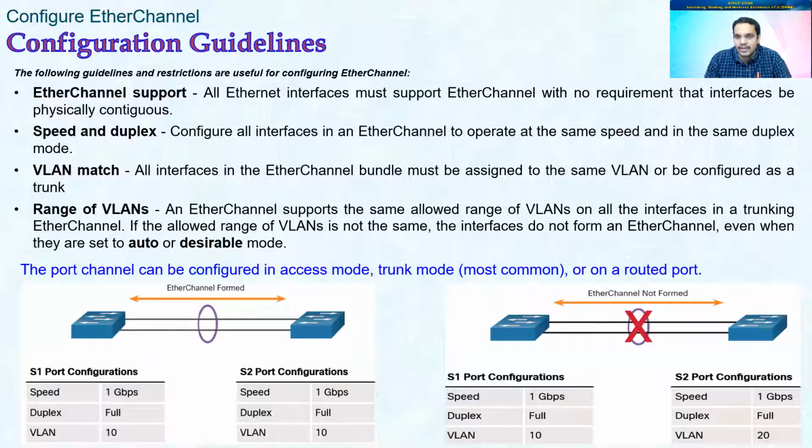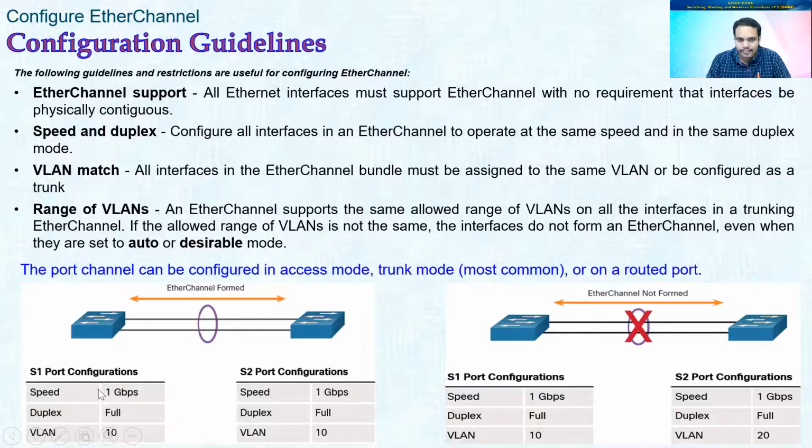And also, all these interfaces must belong to the same VLAN. And if you are configuring the interface as a trunk interface, whatever range of VLANs that we studied in our module 3 and module 4, whatever range of VLANs are actually permitted through these trunk interfaces will be passed through the EtherChannel interface also. Remember this, the port channel can be configured in access mode, trunk mode, or on a routed port also.